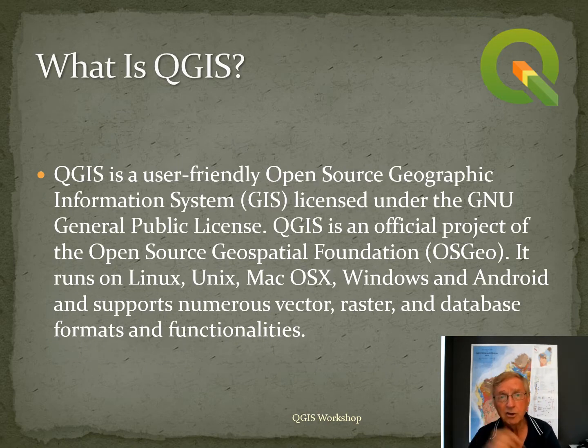QGIS is an official project of the Open Source Geospatial Foundation and is licensed under the GNU Public License. Developing QGIS under this license means that you can inspect and modify the source code and guarantees that you will always have access to a GIS program that is free of cost and can be freely modified. QGIS is available for Windows, Linux, Macs and Androids.